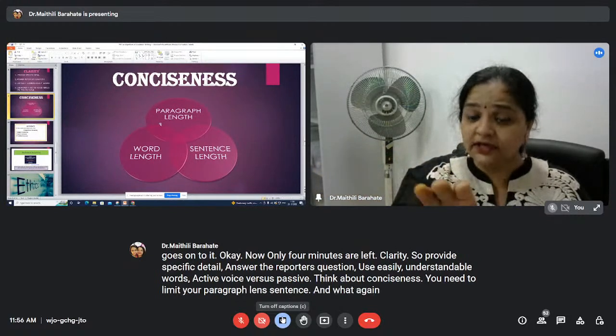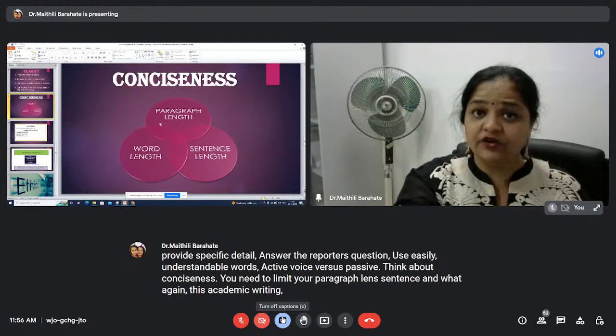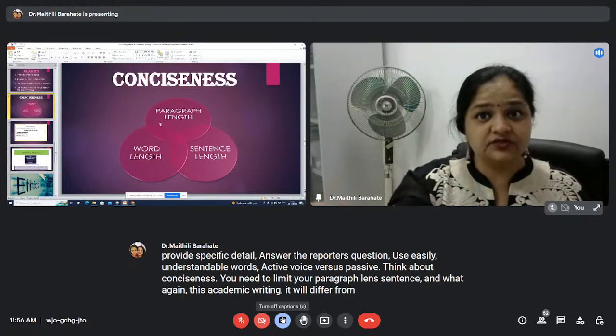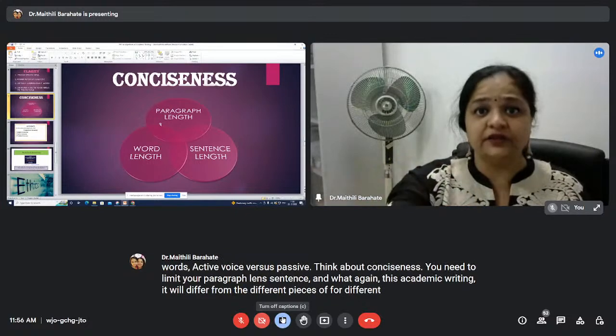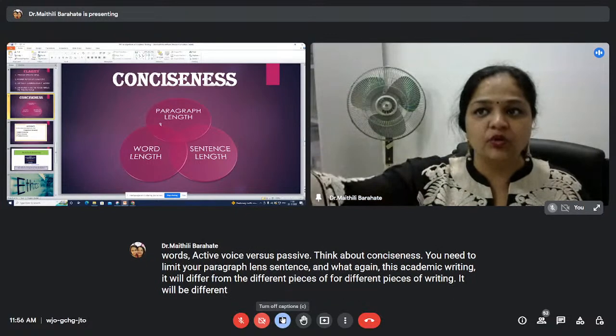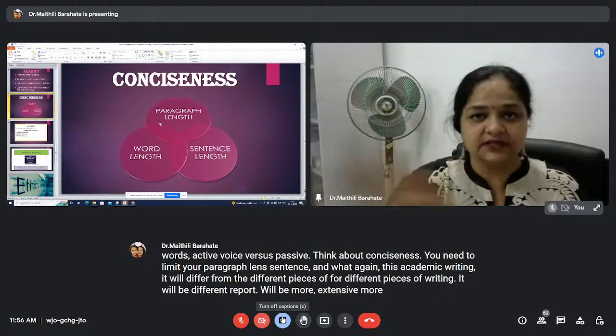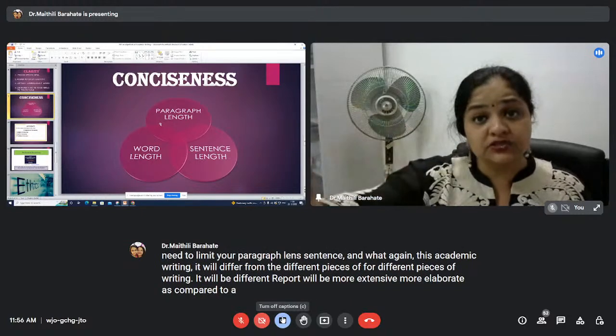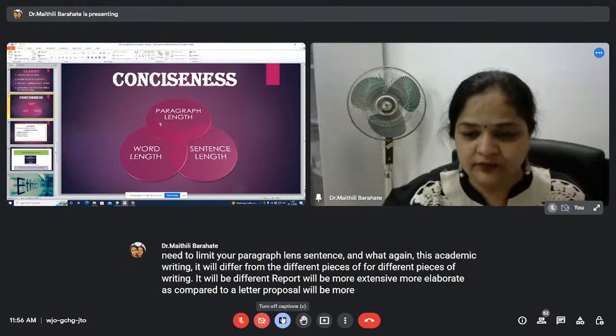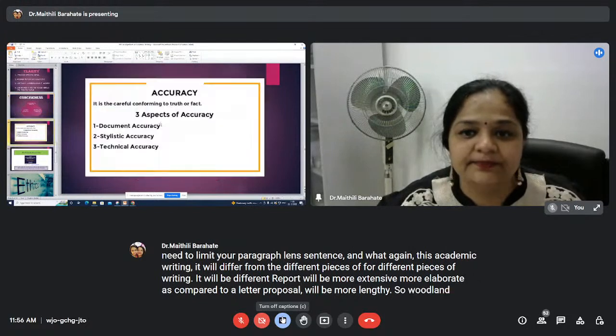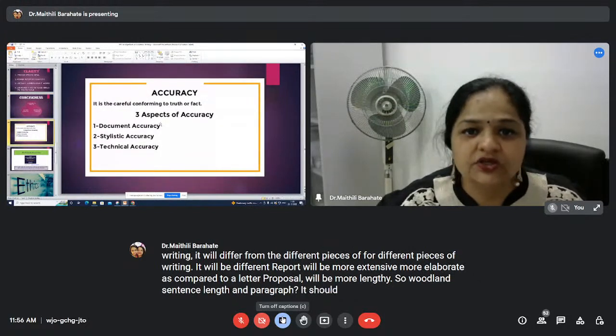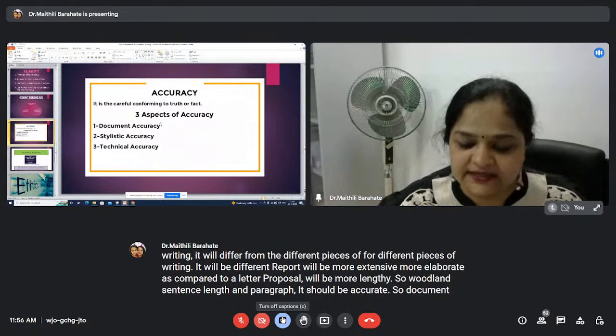Again, in academic writing, it will differ for different pieces of writing. A report will be more extensive, more elaborate as compared to a letter. A proposal will be more lengthy. So word length, sentence length, and paragraph length. It should be accurate. So document accuracy: stylistic, technical.